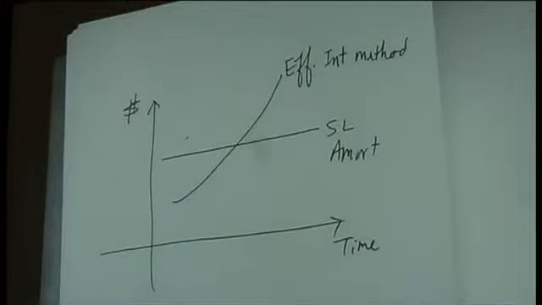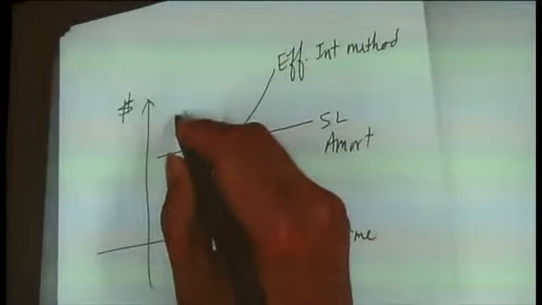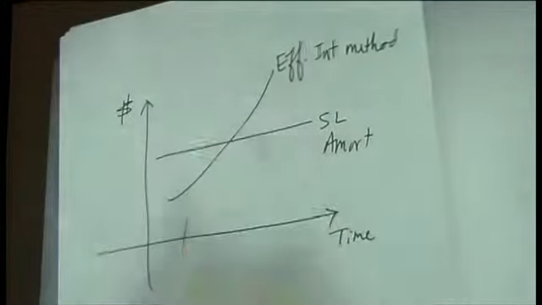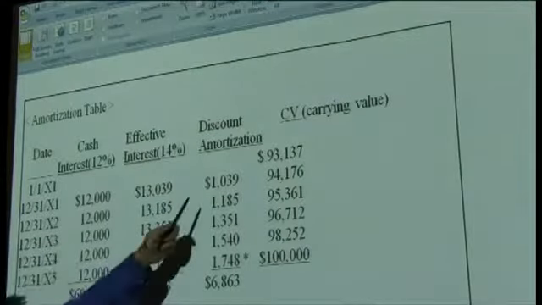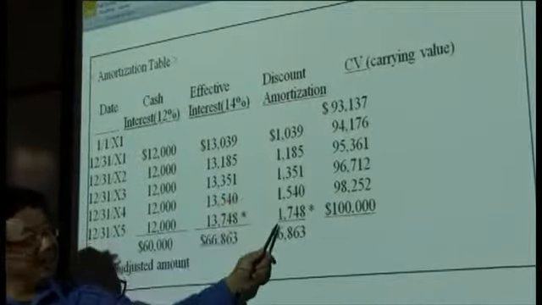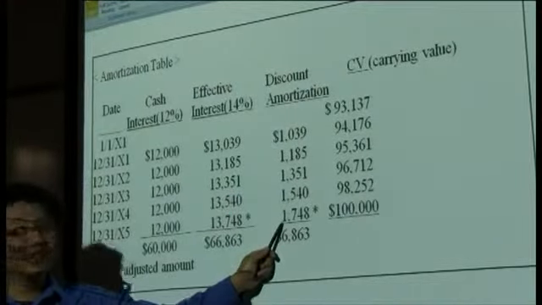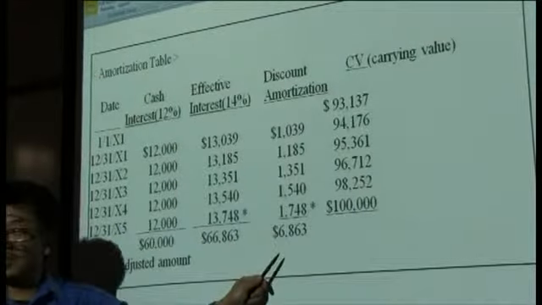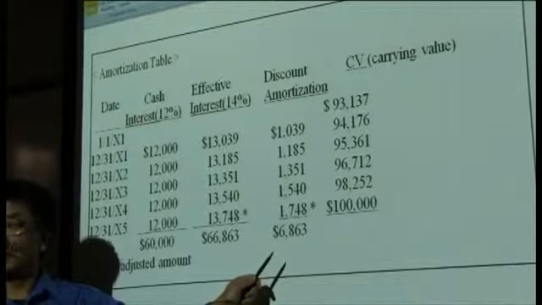That's the difference, summarizing between the two methods. Do you see that? So in earlier years, who has a higher amortization? Straight line. Oh, you already forgot? 1373 versus 1039. And later, who has a higher? Effective interest method is a lot higher. But what's the total? What's the difference between the two? No difference in total, only timing differences.